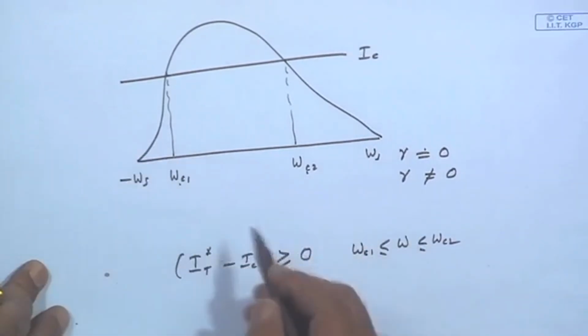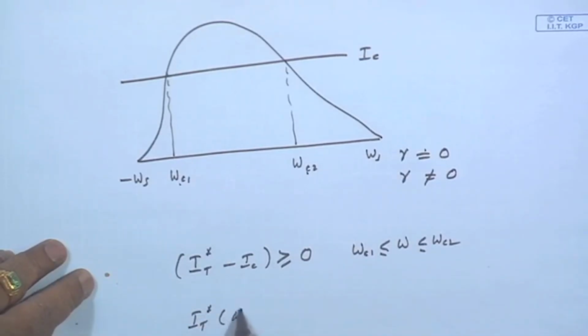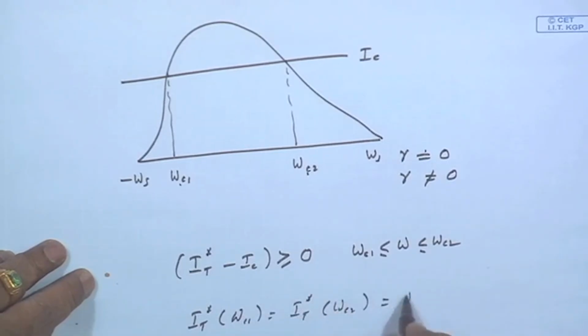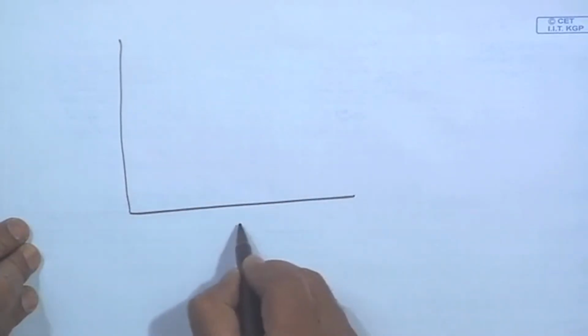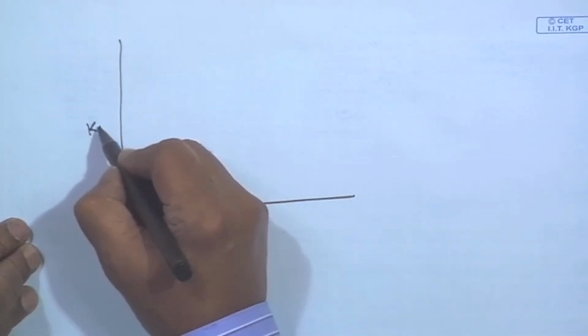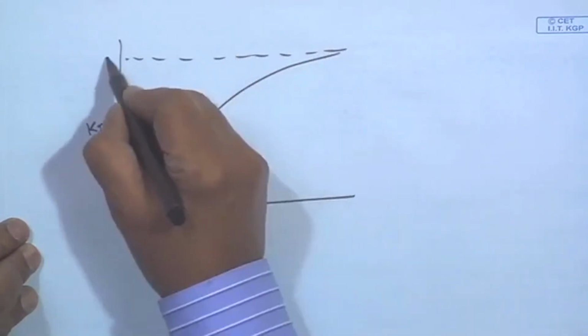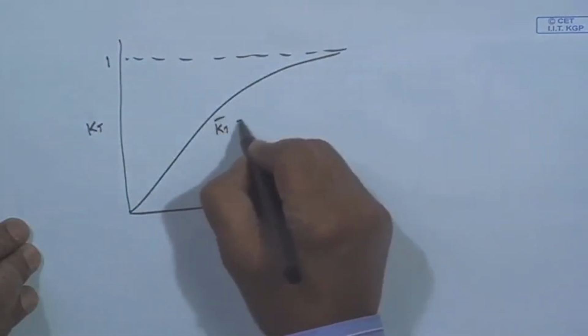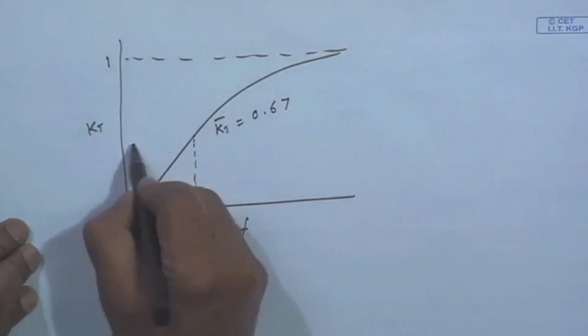So, this is obtained by IT star at omega C1 equal to IT star at omega C2 equal to my critical radiation level. So, that equivalent mean day I have not yet defined. What it means is, if this is the Lu and Jordan curve and this is the cumulative frequency, kT, and this may be approximately 1, this may be kT bar is equal to 0.67, this is some kT minimum.